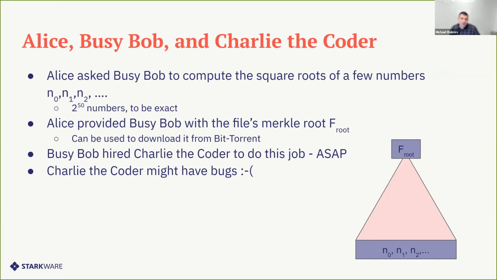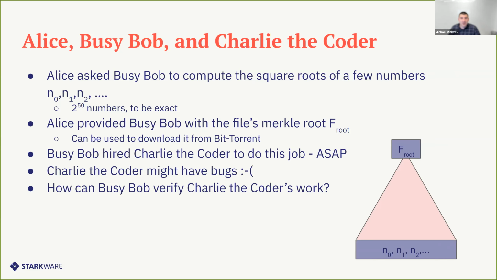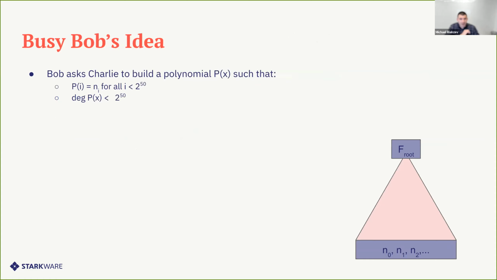But there is an issue because Charlie might have bugs. And it is very important to Bob to verify that the work is indeed done correctly. How could Bob do that? So Bob has a very weird idea, but it might work. Let's follow it. If you want to understand the idea behind Stark, I really suggest to concentrate on the following slides. It's about 5 minutes. But this is actually the magic that happens in Starks.